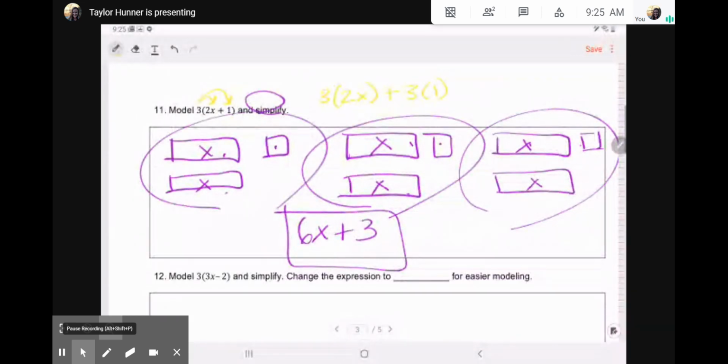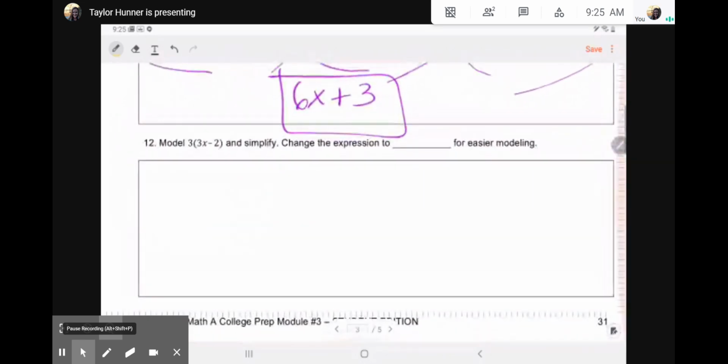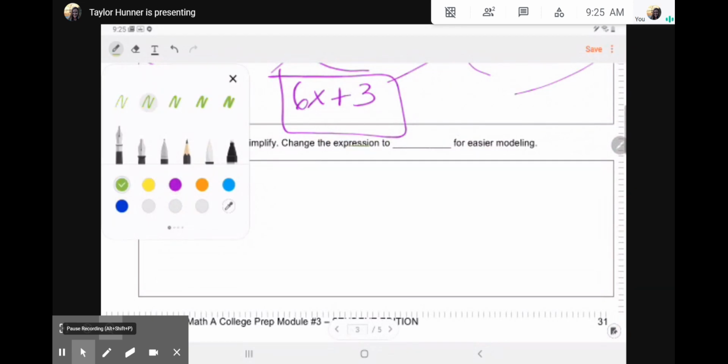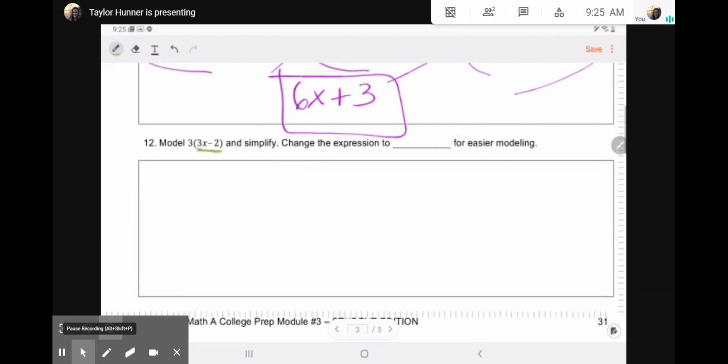All right, this next one says model 3 times 3x minus 2 and simplify. Change the expression to blank for easier modeling. All right, so when it's asking us to change an expression, when we have subtraction, it's basically asking us to rewrite this as addition. So this is 3 times 3x plus -2, because that's quite a bit easier to model now.